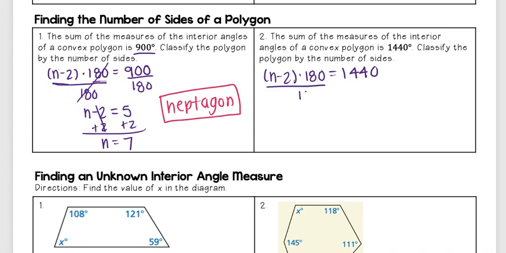I'm going to divide both sides by 180. And 1440 divided by 180, I get 8. Then I'm going to add 2 to both sides. And I get that n is equal to 10. And the name for a shape that has 10 sides is called a decagon.